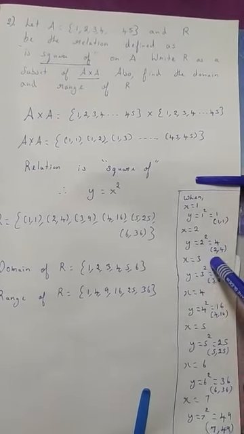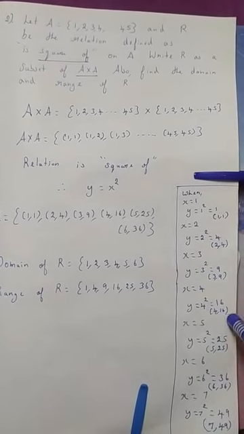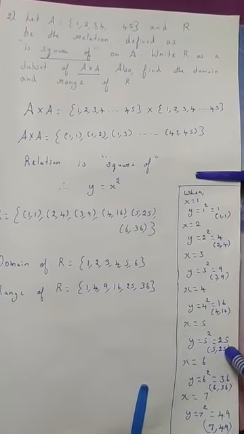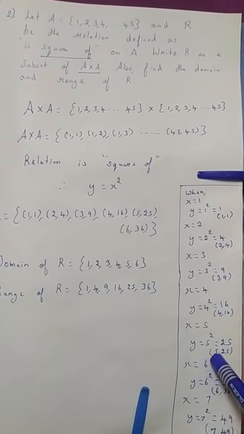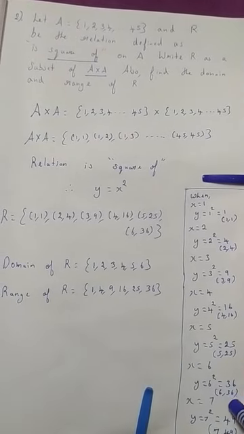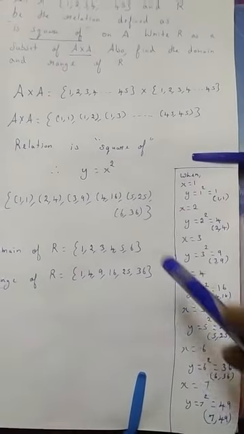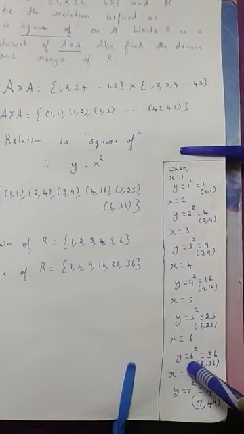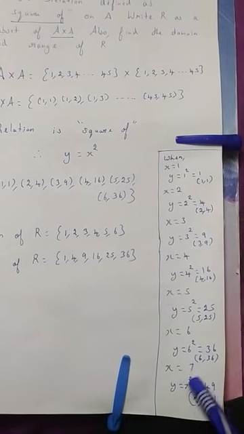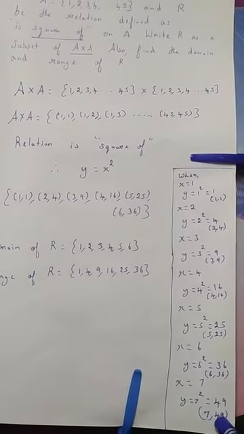The same way we substitute 3. 3 square is 9. So 3, 9. If we substitute 4, 4 square is 16, so 4, 16. Same way if we substitute 5, 5 square is 25. Therefore 5, 25. If we substitute 6, y is equal to 6 square, which is 36. Therefore if x is equal to 6, y is 36. So the ordered pair is 6, 36. And the next number after 6 is 7, right? If I substitute 7 in the place of x, y is equal to x square, which means y is equal to 7 square. What is 7 square? 49. So the ordered pair is 7, 49.